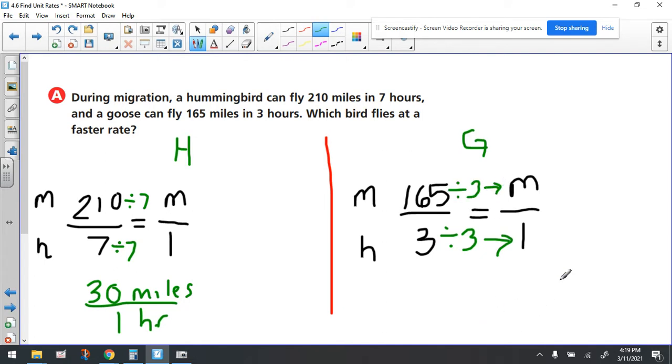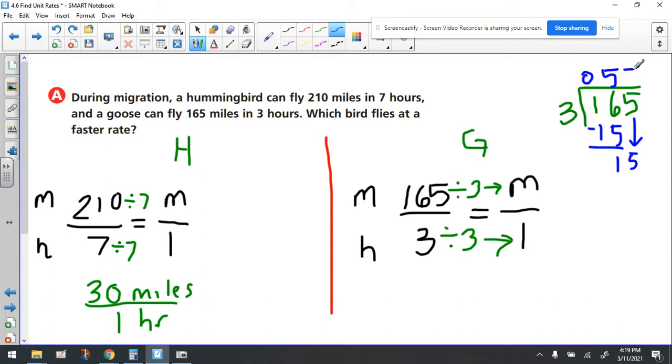to get this number. So this is probably not mental math for most folks, so let's do the algorithm off to the side. And maybe I should give myself a little more room. All right, there we go. So 3 will not go into 1, but it will go into 16 5 times. And we'll get the 15. Subtract, get the 1 left over. Bring this down. This goes into this 5 times. And it works out evenly at that point.